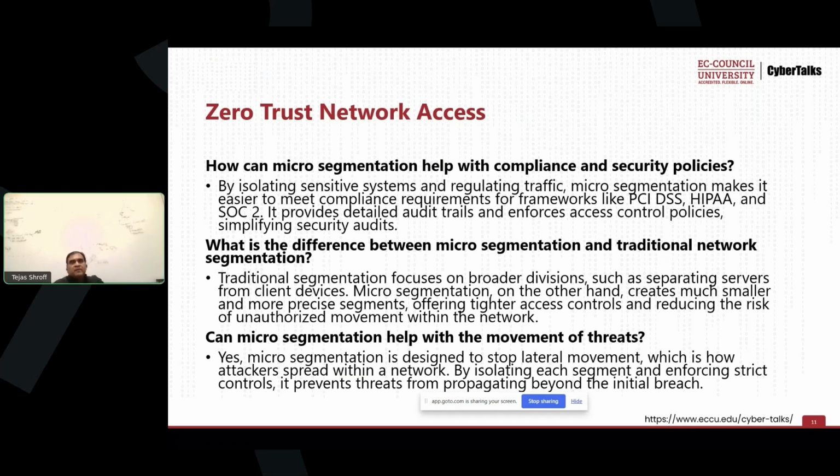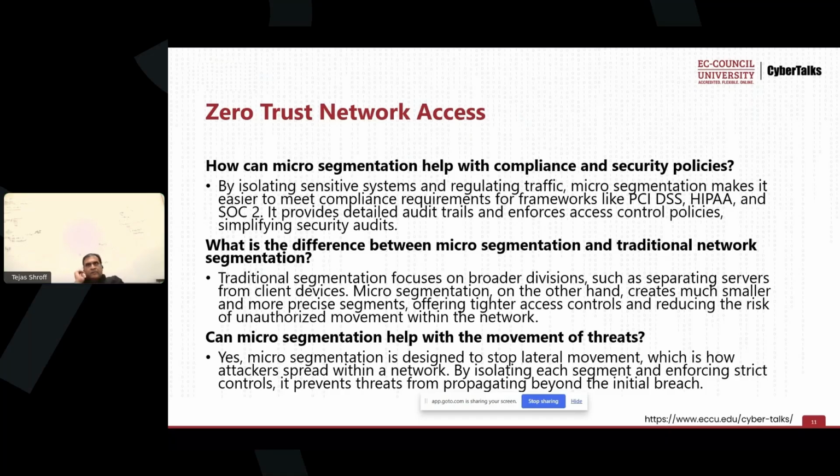What is the difference between your microsegmentation and a traditional network segmentation? Traditional segmentation focuses on the broader divisions, like client versus server. Microsegmentation basically creates much smaller and much more precise segments. So obviously the access controls do get much better. The risk of unauthorized movement goes down significantly. You are not allowing devices to freely move across the network, right?